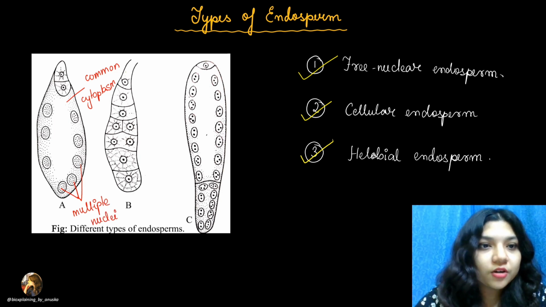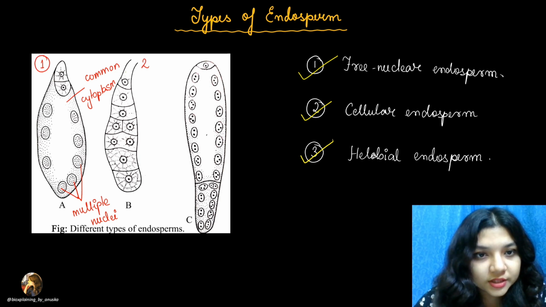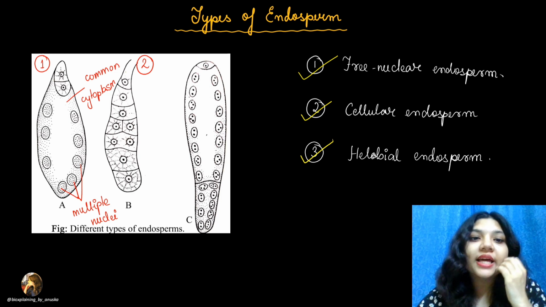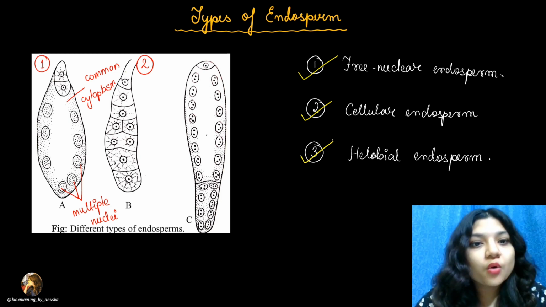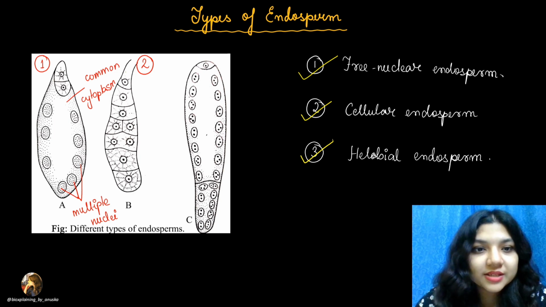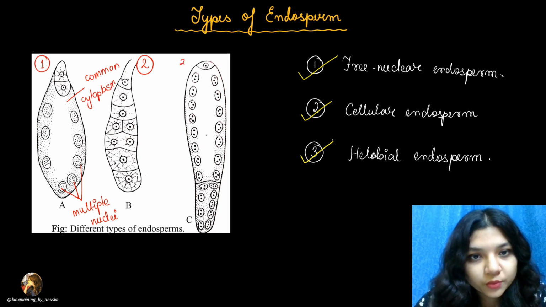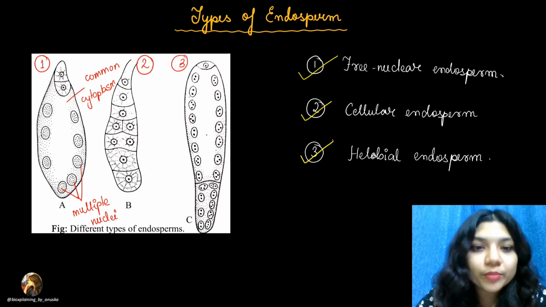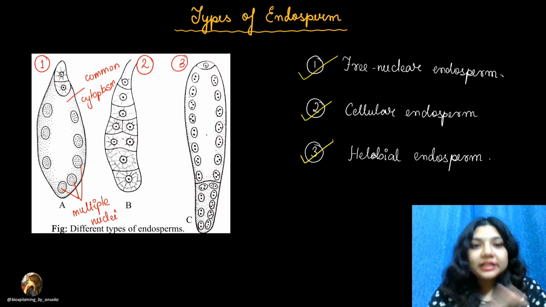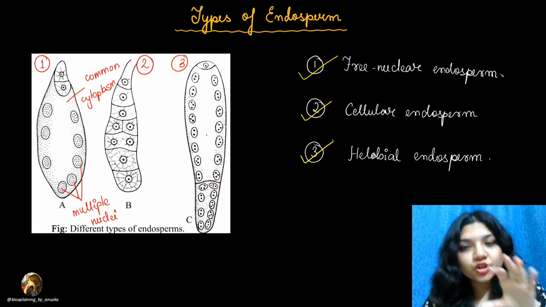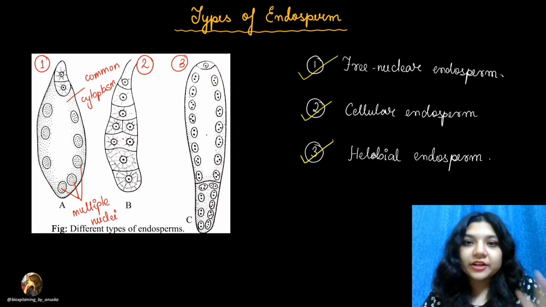Right. So this is the first one, which is the free nuclear endosperm. This one is the second one, which is cellular endosperm. That means one nucleus is surrounded by the cell walls. Means these are all individual cells that are present. And the third one here is the halobial type, which is a kind of intermediate between the two. So let us look into each of them with certain characteristics of their own.